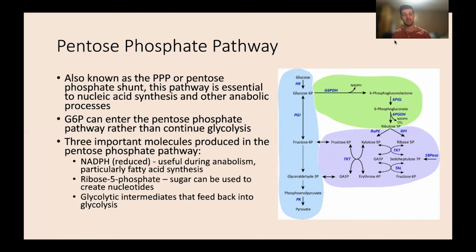Another product of the pentose phosphate pathway is ribose 5-phosphate, which is a phosphorylated sugar that can be used to create nucleotides. Any nucleotides that have ribose in their backbone, that's how we create that as well. And then it will also come out with glycolytic intermediates that will feed back into glycolysis. So if we're looking back over here, this green and purple phase is the pentose phosphate pathway. And then we get right over here to the left of this purple, and it's going to feed right back into the glycolytic pathway.